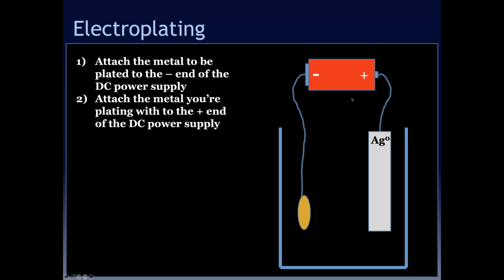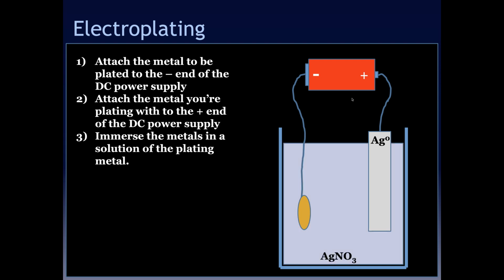It's like magic. And then the last piece of the puzzle, we have to put those metals in a solution of that plating metal. So since we're going to plate with silver, we're going to need a silver solution. And remember, nitrate is always a good choice because it's guaranteed to be soluble no matter what.